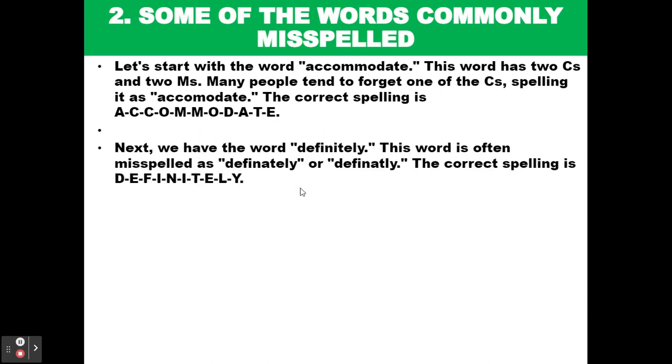Next, we have the word definitely. This word is often misspelled as DEFINATELY or DEFINATLY. The correct spelling is DEFINITELY. Definitely is one of the words commonly misspelled.